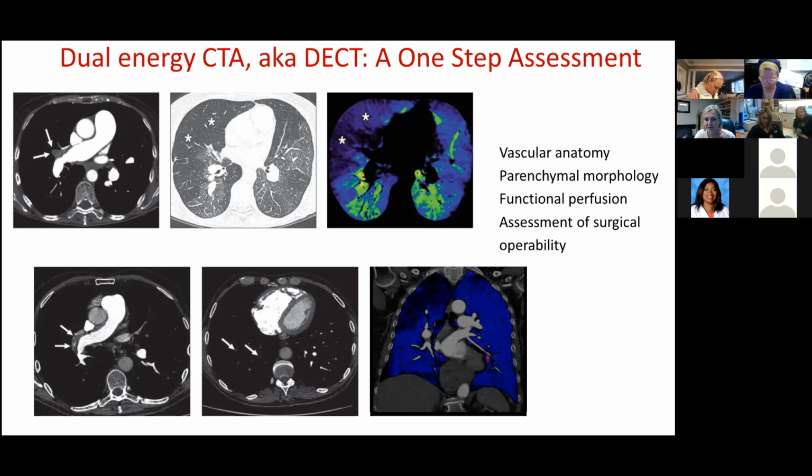Dual energy CTA appears to be a one-step assessment. It is a CT scan performed like a CT angiogram, but the contrast is timed a bit differently, so you can see the vessels further out in the periphery. And then you get these very cool perfusion maps, which can give you clear defects where the lung is not being perfused. So it's sort of like combining a CT angiogram and a VQ scan.